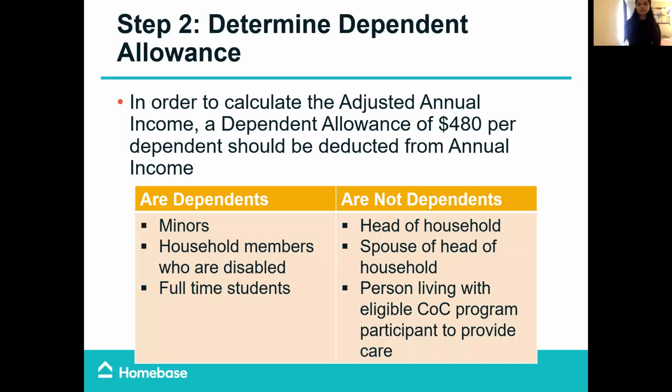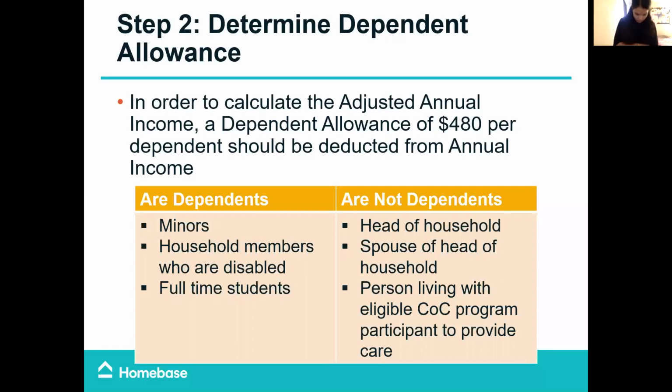The next slide takes us into the first of those allowances that I mentioned. And this is the dependent allowance. So to figure out whether your client household qualifies for this allowance, you just ask, are there any dependents? Are there any minors in the household? Are there any household members who have a disability according to HUD's definition, which I have actually included in the presentation a little bit later? Are there any full-time students? These aren't necessarily our typical concept of a dependent, but if there's anybody in the household that meets those definitions, then you qualify for the dependent allowance of $480 per dependent.